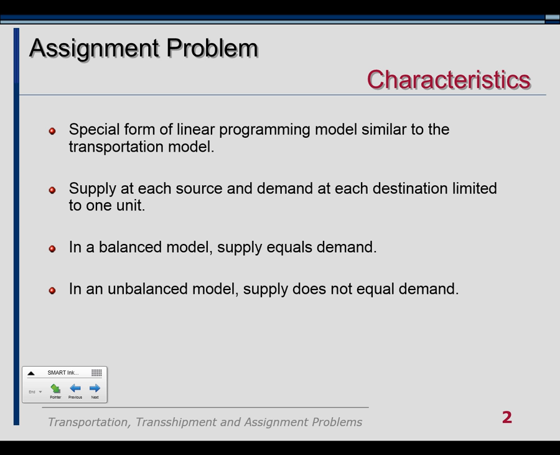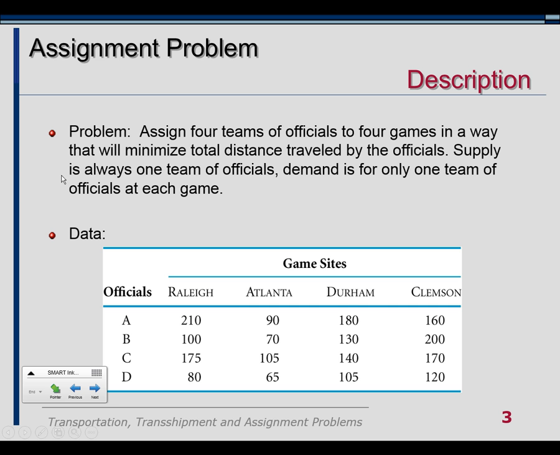What we do is we essentially force the supply at each source and demand at each destination to 1. So we trick it once again. Instead of saying it's like 150, we say, well, it has to be 1. And that forces it so that either all of it goes or none of it goes. In a balanced model, supply equals demand, and in an unbalanced model, supply does not equal demand. So here's the problem we're working on.